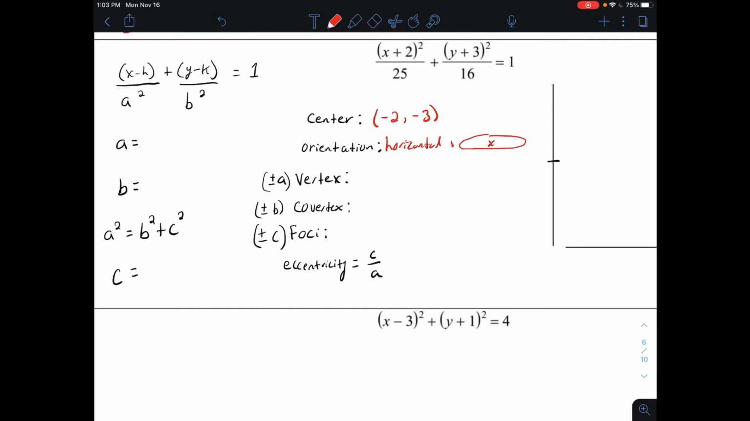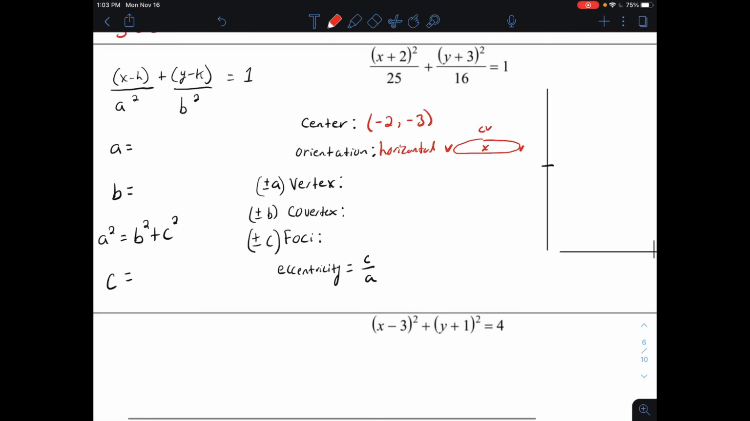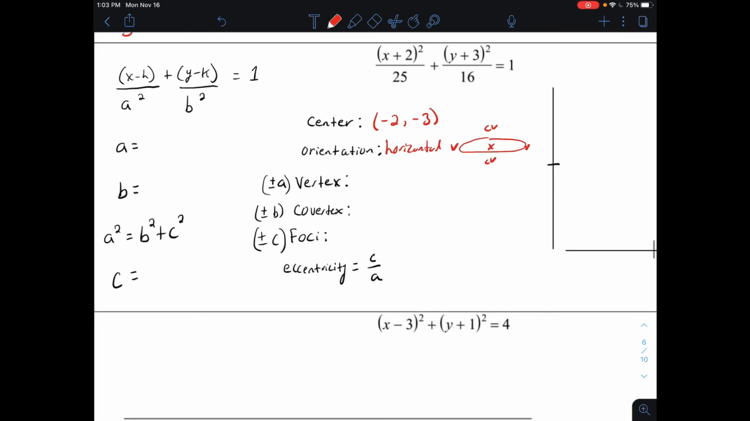So we have our center, and then we have one vertex on either side, and our co-vertices would lie above and below the center. Now to find the co-vertices and the vertices and the two foci, we would need to figure out our constants a, b, and c. Well, a is the square root of the bigger denominator, so in this case a is 5. And b is going to be the square root of the smaller denominator, which in this case is 4. And the Pythagorean relation, a squared equals b squared plus c squared, means that c is going to equal 3.